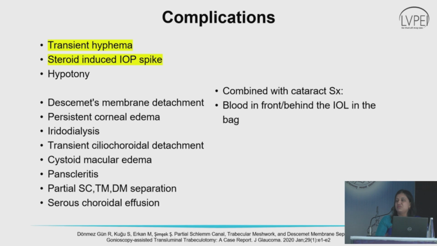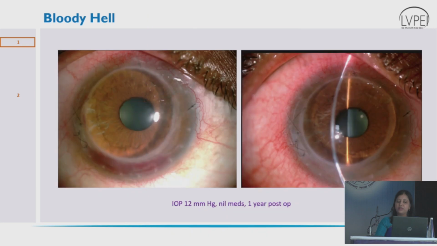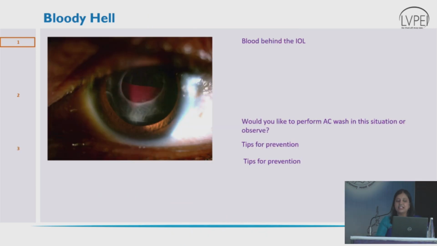The complications: the most common problem is hyphema, which is really scary. Total hyphema can also happen. But because we have an open 360-degree trabecular meshwork, it clears very fast, within a week. This is another patient where the blood was behind the IOL. This takes a longer time to clear, maybe even 6 months, and if it doesn't clear, we can do a YAG capsulotomy and that can get cleared.